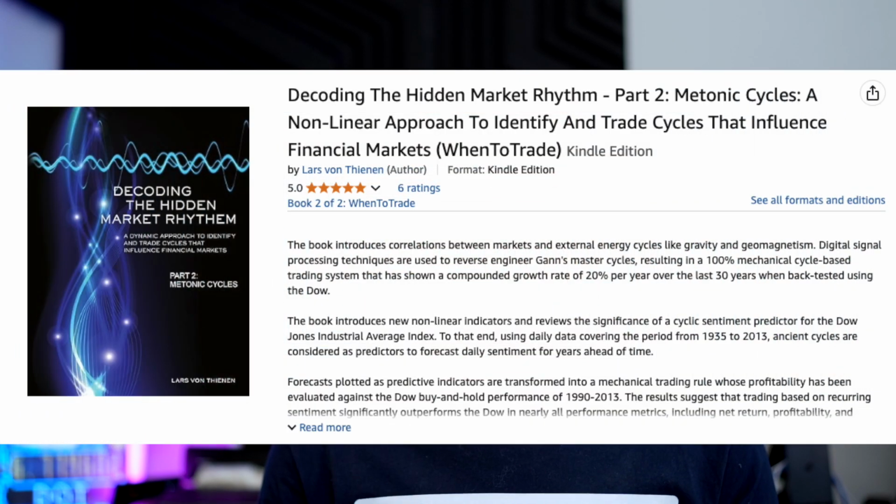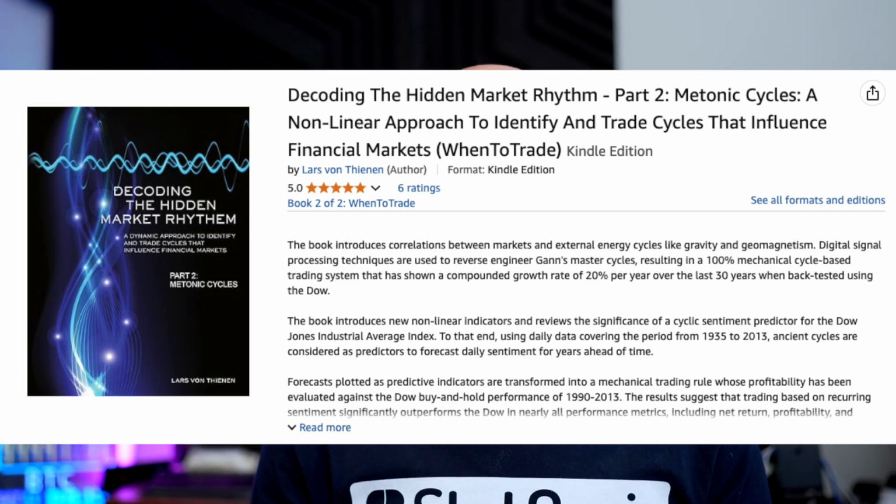Today, I will introduce to you another variation of the RSI indicator. This one is called Cyclical RSI. This indicator is based on the book, The Hidden Market Rhythm. The indicator is not just a tweak of the RSI, it's a totally new idea to build the RSI indicator.